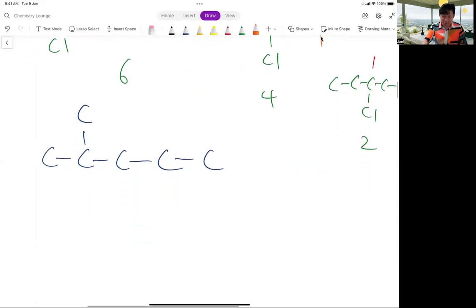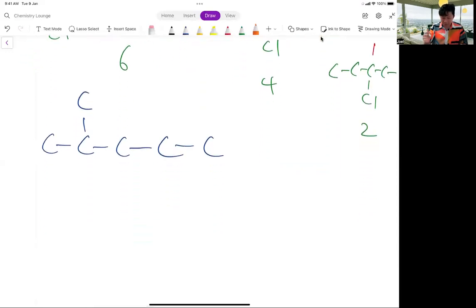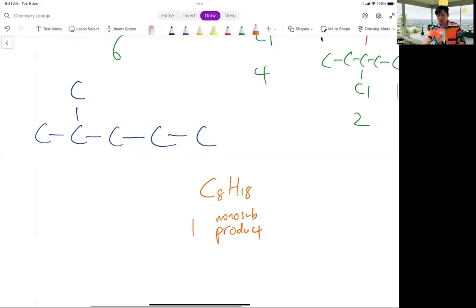Now, last thing before we move on, twist your brain a bit. C8H18, this is an alkane with 8 carbon. How do you draw it in a way that there's only one product, one mono sub product? Right, so one mono sub product. So you need to be creative a little bit. How do you draw C8 in a way that you end up with 1?